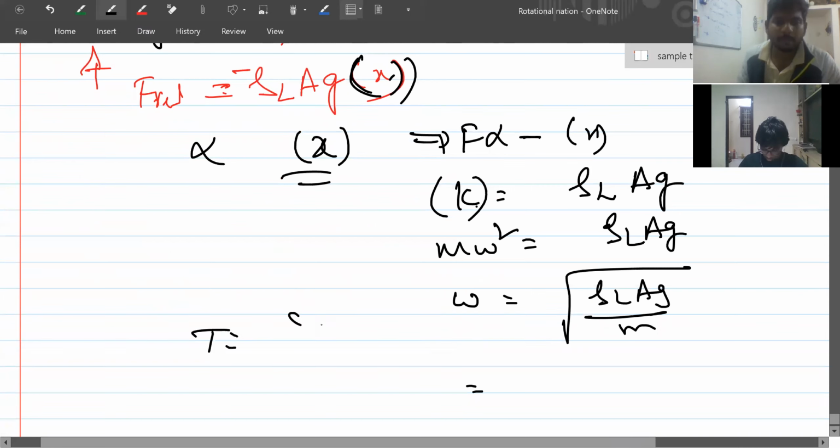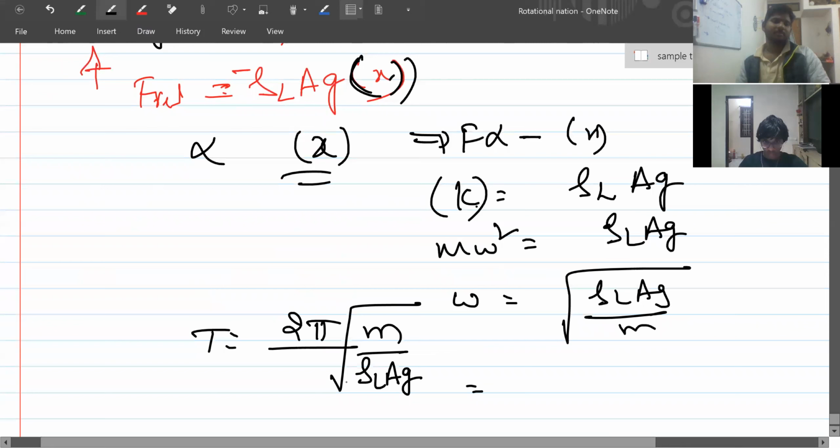Time period is equal to 2 pi by root over m by rho L A g. This will be the answer. You see, 2 pi root over m by rho A g. That is inversely proportional to root A, that will be the answer.